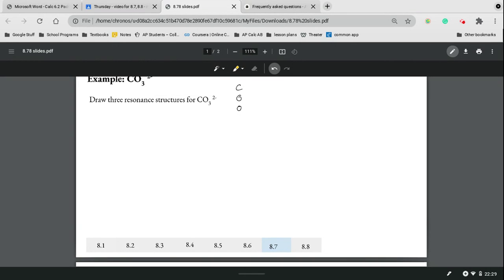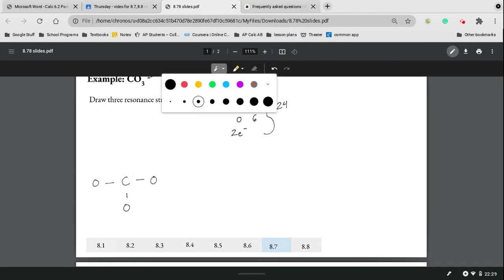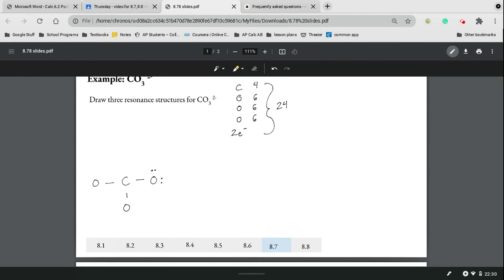CO, O, O, and then there's that 2 minus, which means there's 2 extra electrons here. It's 4 valence electrons, 6, 6, 6. In total, that makes 24. C is centered. Oxygen, oxygen, oxygen. 1, 2, 3, 4, 5, 6, 7, 8, 9, 10, 11, 12, 13, 14, 15, 16, 17, 18, 19, 20, 21, 22, 23, 24. So all of our oxygens are filled, but we're missing 2 there.